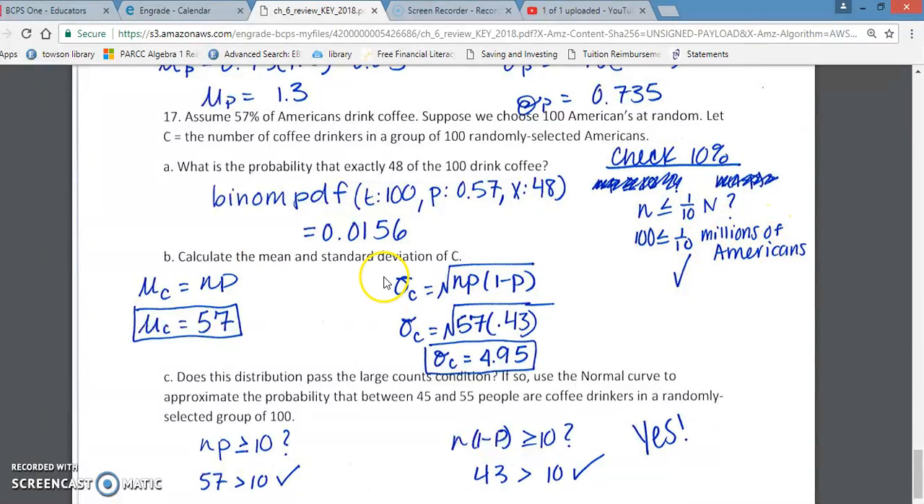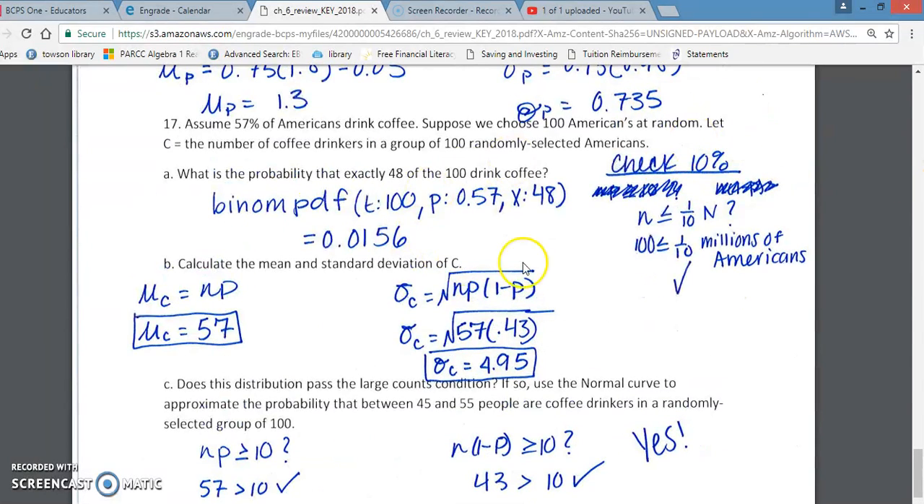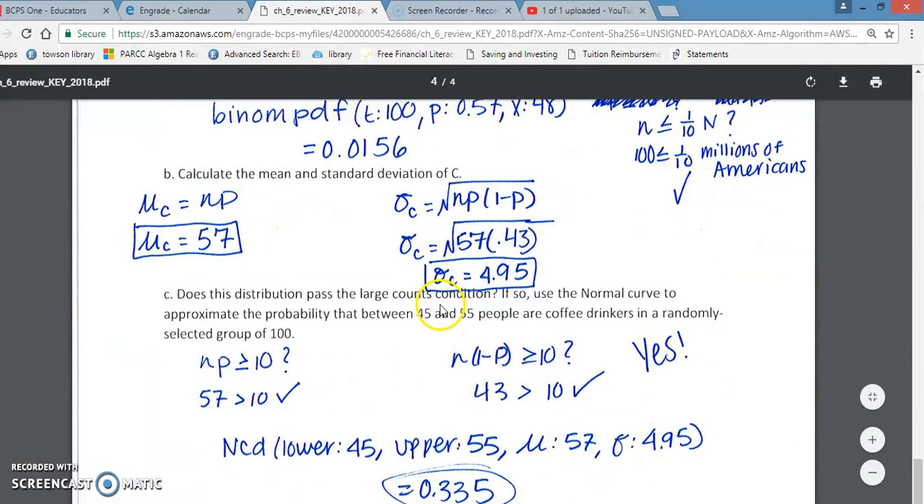So you're going to need the mean and standard deviation if you in fact can use the normal CDF. So I asked you to go ahead and calculate it here. Then I asked you to check the large counts condition. It checked out, they're both greater than 10. So what that means is this distribution is approximately normal. And because it's approximately normal, I don't want to keep using binomPDF. I want to go ahead and use normalCDF. So anytime we have this interval, you're usually going to use normalCDF. 45 to 55, then here's my mean from up above, and then here's my standard deviation.